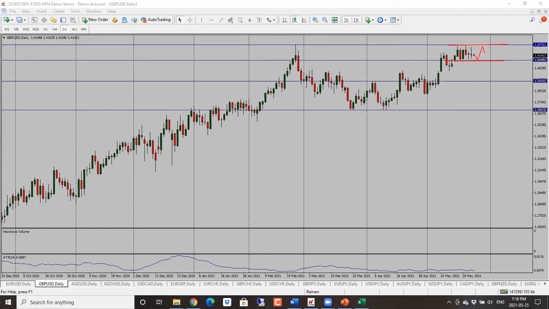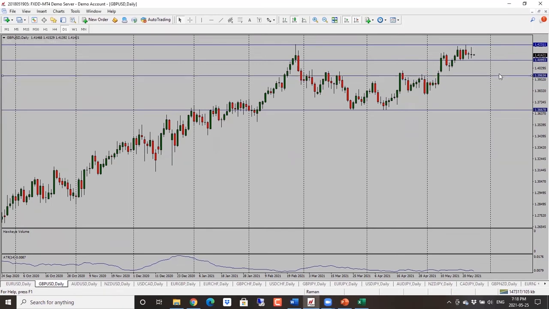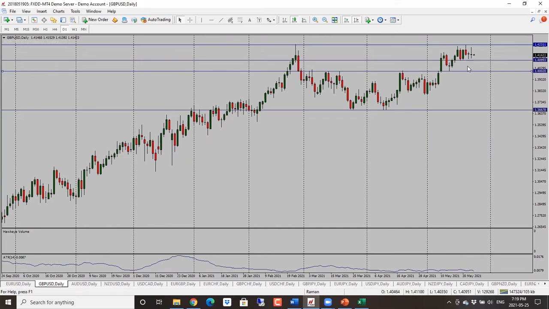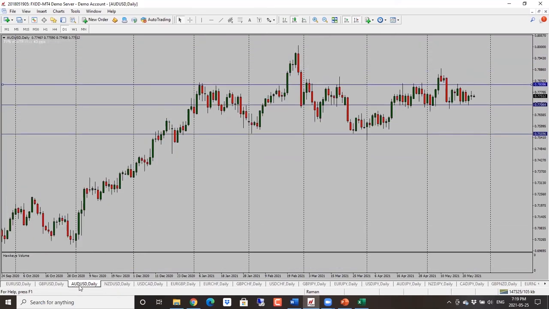So neutral bias. Should it go through the support, then we'll look for the next leg lower. But for now, bias is neutral, and I'm expecting a move within the range. Once it breaks through the support, if it does, then the next target would be 1.400. So neutral bias for pound dollar.